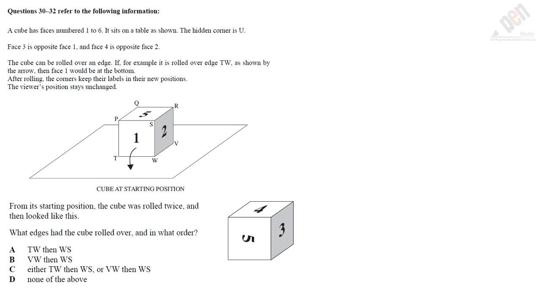From its starting position, the cube was rolled twice and then looked like this. What edges had the cube rolled over, and in what order? So, in order to get 5 to the front face, first we need to move it down like so. So, TW would be first.